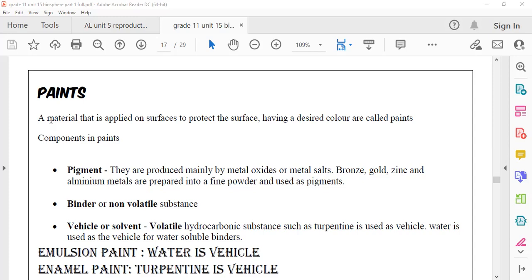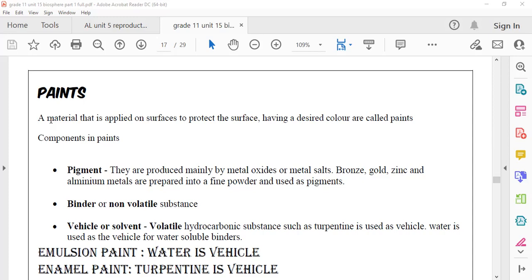The third material is the vehicle. Vehicle is a solvent. Volatile hydrocarbonic substances such as turpentine are used as vehicle. So in a paint, there is a non-volatile material that can't evaporate, the binder. There is another material that can evaporate, the vehicle.